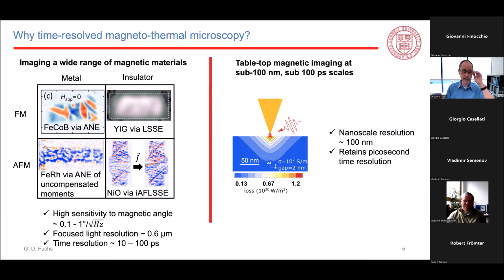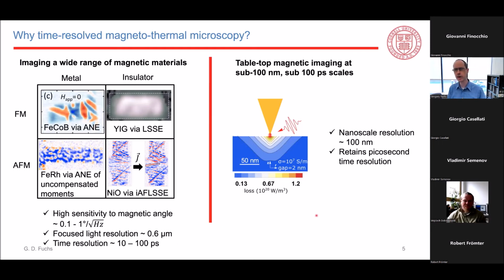You can look at antiferromagnetic materials. Here is the uncompensated spins in iron rhodium in the antiferromagnetic phase. And here is the spin-Seebeck effect of nickel oxide showing the current nucleation of domains. Surprisingly, it's a relatively high sensitivity technique, regardless of its kind of esoteric origins. We're routinely able to get a few tenths of a degree per square root hertz sensitivity to angle in the plane of the sample. And again, there's good spatial and temporal resolution.